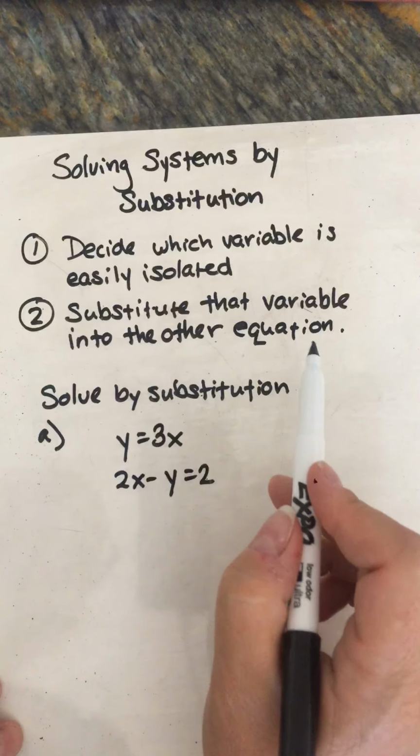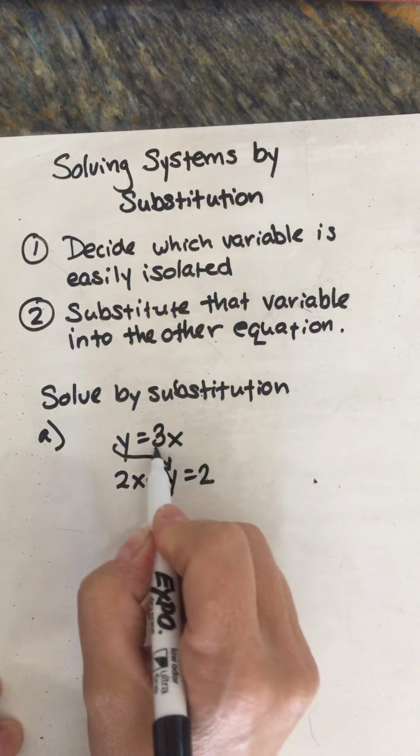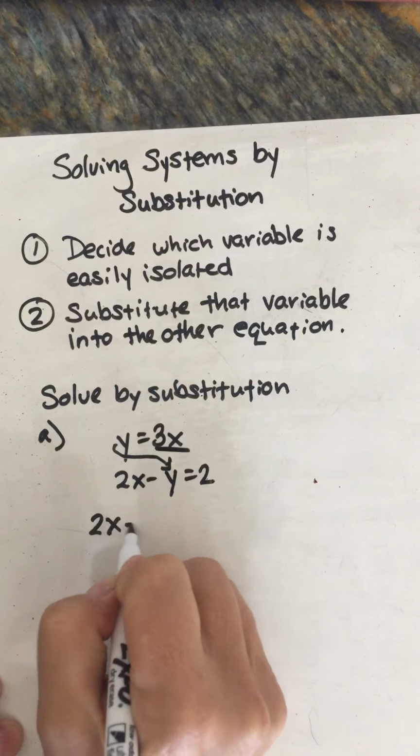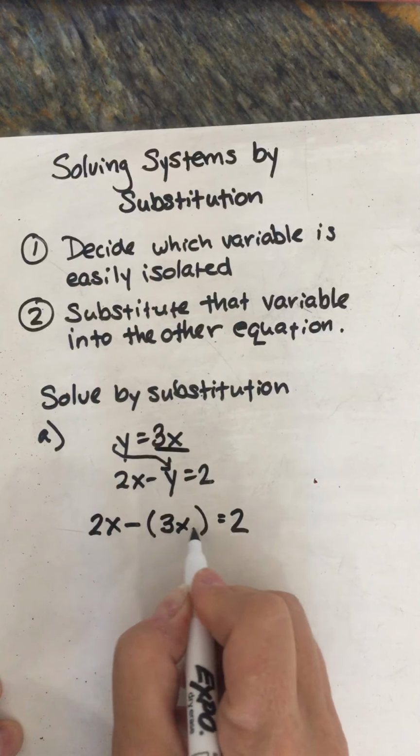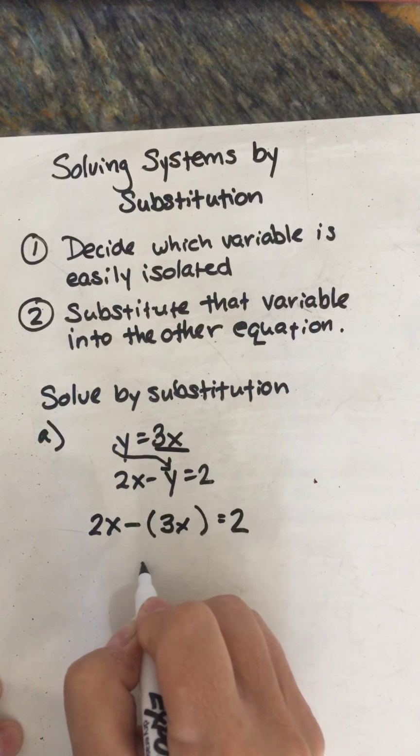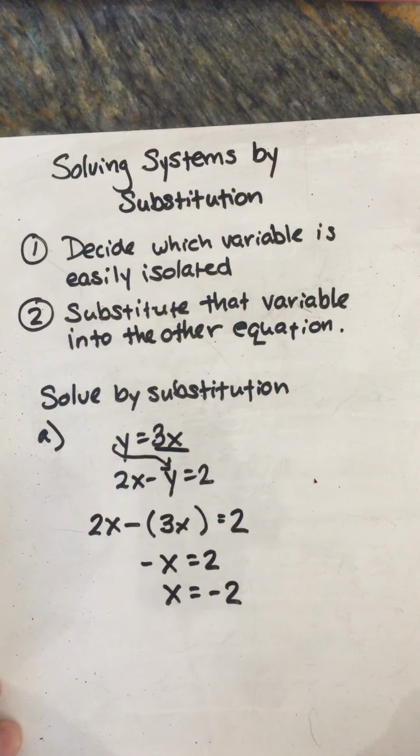Then we're going to substitute that variable into the other equation. So we're going to take this y and plug this stuff in for that. So 2x minus, use parentheses, 3x equals 2. There's a reason I said to use parentheses, because if this was a binomial, you'd have to distribute. So 2x minus 3x is negative x equals 2, or x equals negative 2.